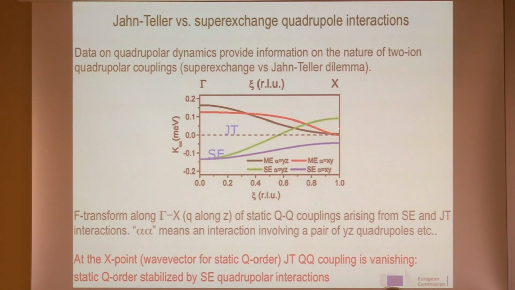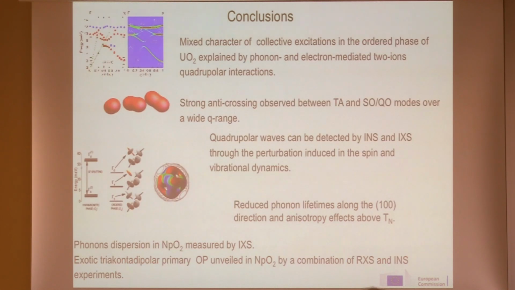And you see that the Jahn-Teller quadrupole coupling here is 0. Then the transition is driven by the superexchange quadrupolar interactions. It's an electronic transition that induces the ordering of the quadrupole, the distortion of the lattice. It's not the lattice that distorts because of the coupling with the phonons and induces the transition in the electronic systems. Well, last slide, just to show.